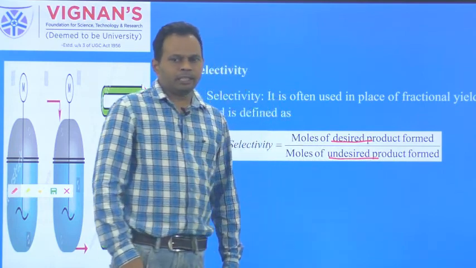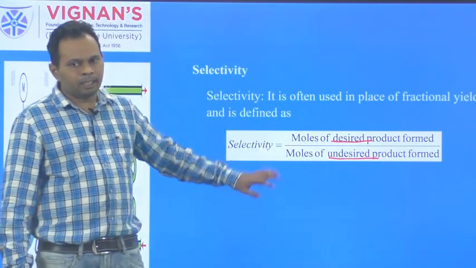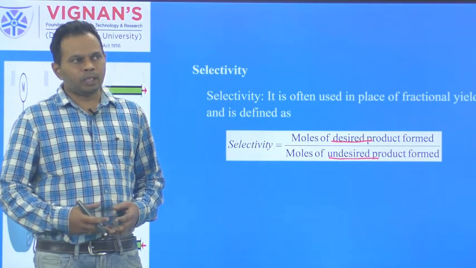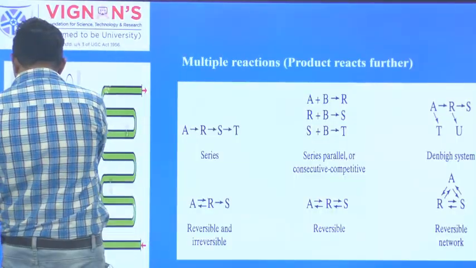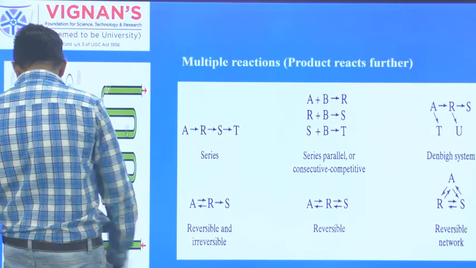If it is a single product reaction, selectivity will not be applicable. If it is a two or more than two products reaction, automatically the selectivity comes into the picture. Types of the multiple reactions, some of these we already discussed earlier.